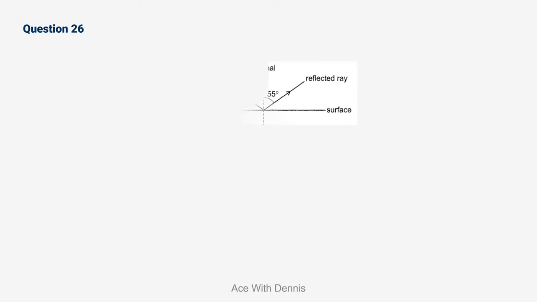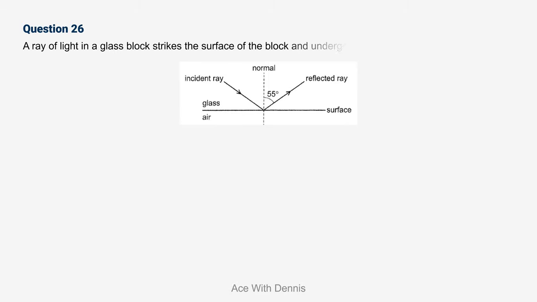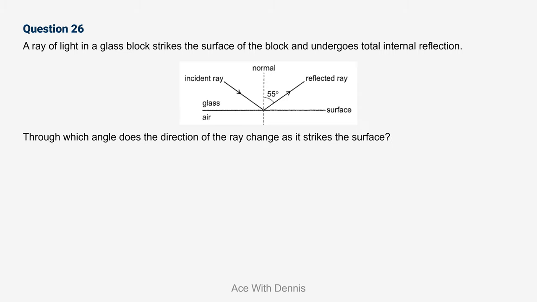Question 26. Given this diagram, a ray of light in a glass block strikes the surface of the block and undergoes total internal reflection. Through which angle does the direction of the ray change as it strikes the surface? A, 35 degrees. B, 70 degrees. C, 110 degrees. D, 125 degrees. The answer is B, 70 degrees.